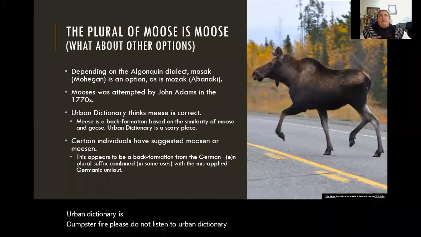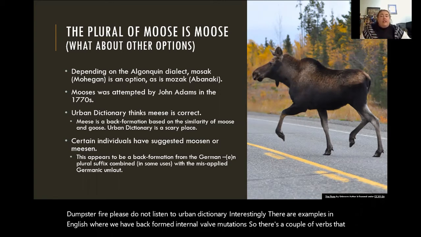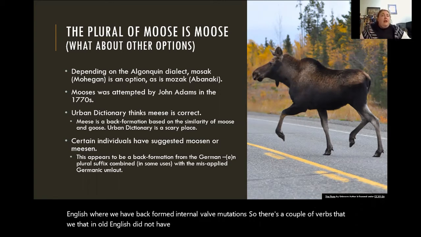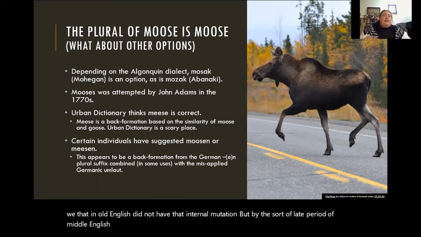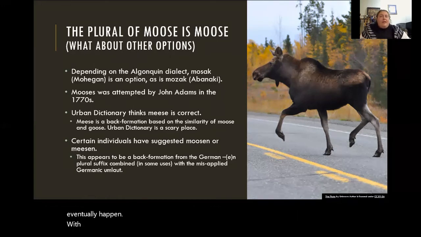Interestingly, there are examples in English where we have back-formed internal vowel mutations. So there's a couple of verbs that in Old English did not have that internal vowel mutation, but by the sort of late period of Middle English did. And it's because they sounded enough like some of the other verbs that had the mutation that people were like, well, clearly the right answer must be this. And that may eventually happen with the word moose, but it hasn't happened yet.